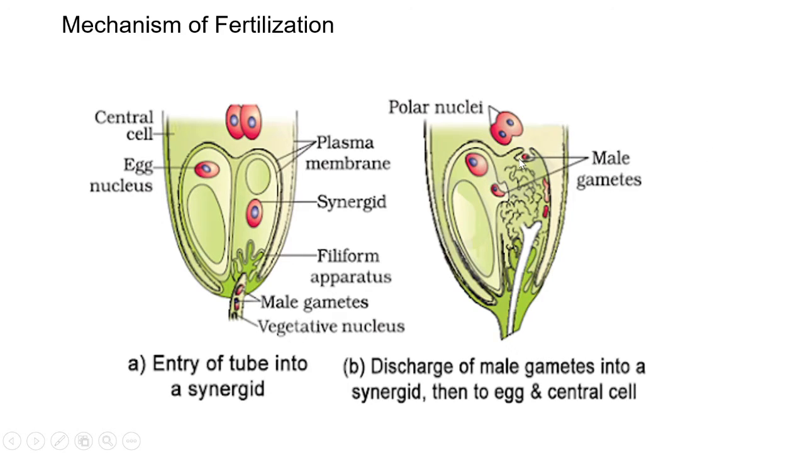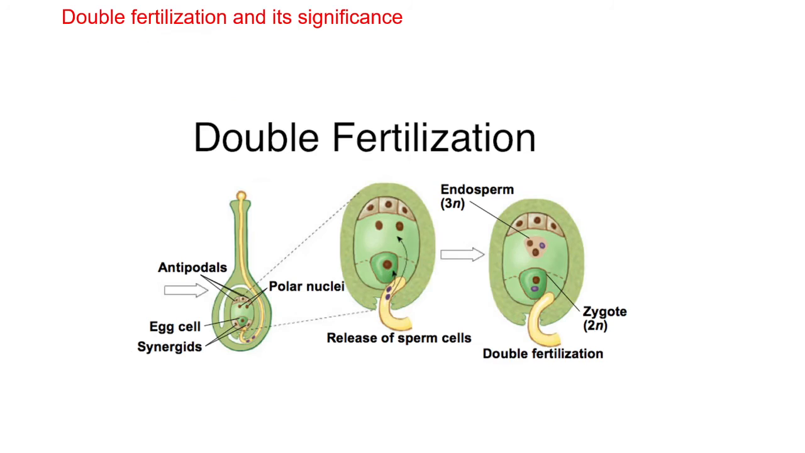Out of two male gametes, one gamete fuses with the polar nuclei, and that results in the formation of the primary endosperm cell by the same method. However, the time required for the fusion is less. Fusion of the male gamete with the secondary nucleus is known as double fertilization, and that results in the mechanism of triple fusion. Now let us see what double fertilization is.